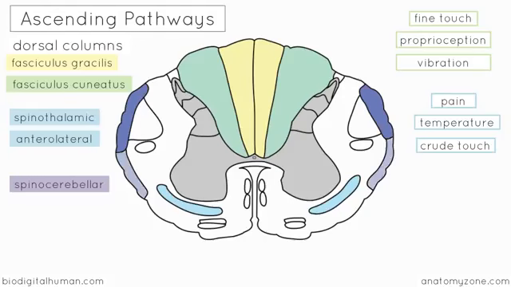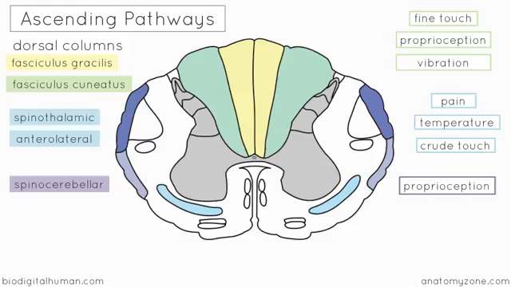So the next ascending pathway is that of the spinocerebellar pathways. So I've highlighted these both in purple and lighter purple. So you've got the dorsal and ventral spinocerebellar tracts. So these tracts relay information from muscle and joint receptors to the cerebellum, and these tracts are examples of the pathways which carry subconsciously processed information, whereas the dorsal columns, the fasciculus gracilis and the fasciculus cuneatus, and the spinothalamic tracts carry consciously processed information which is processed in the somatosensory cortex.